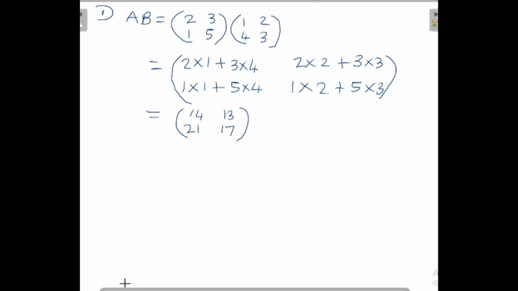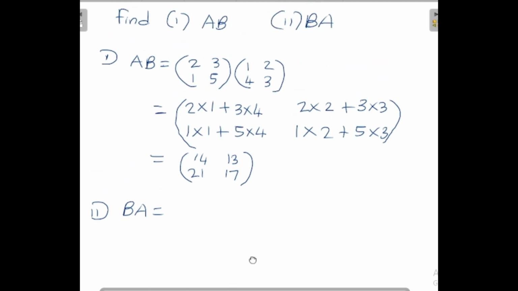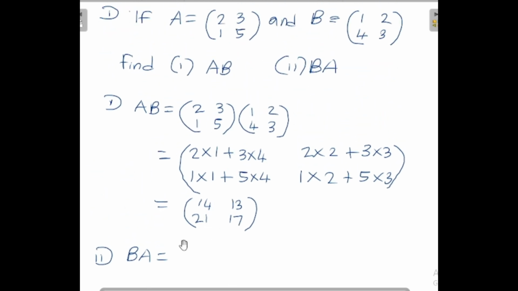The answers are going to be different. BA. So we already know that B is what? B is 1, 4, 2, 3. Then A is what? 2, 3, 5, 1.